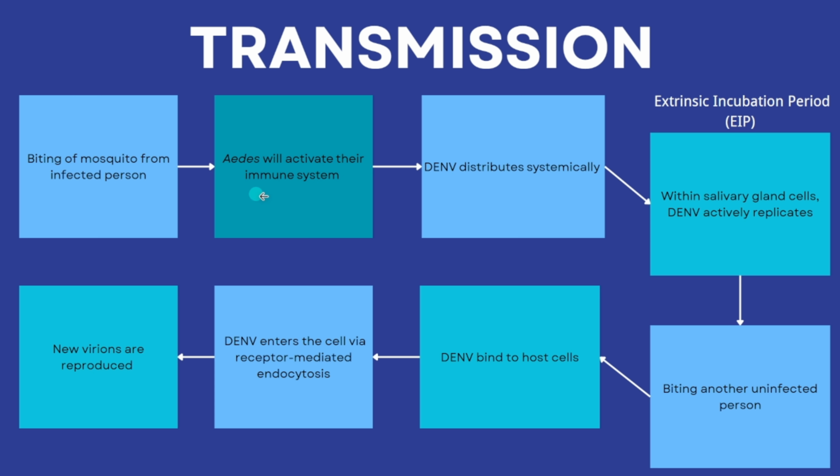Once that happens, the virus starts to activate their own immune system so that the virus can stay in their body, normally in the gut of the mosquito. Meaning that the virus will not be killed by the Aedes itself, so the virus can still be maintained in the mosquito's body. After that, the virus will distribute from the midgut to the blood of the mosquito, which we call the hemocoel.